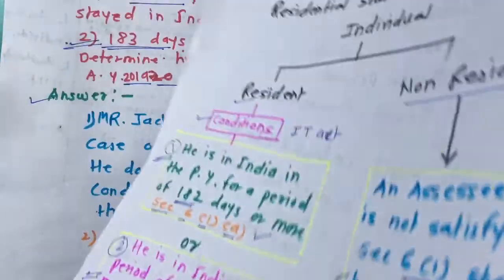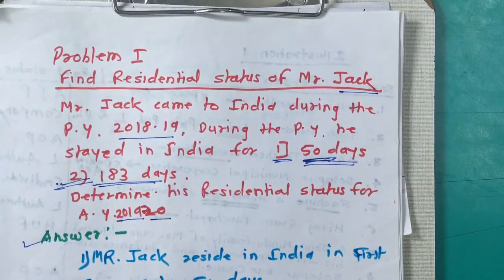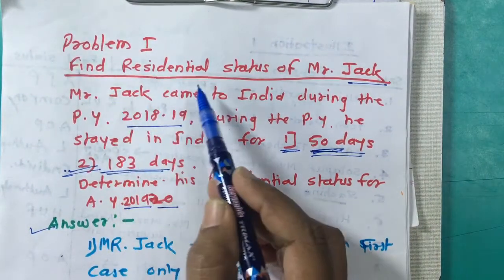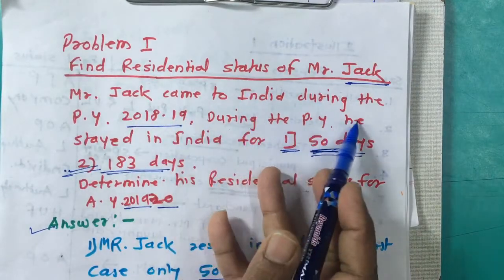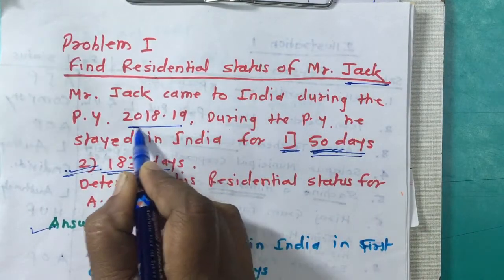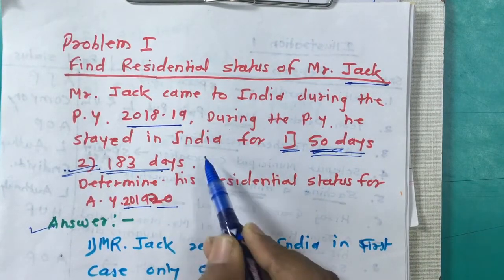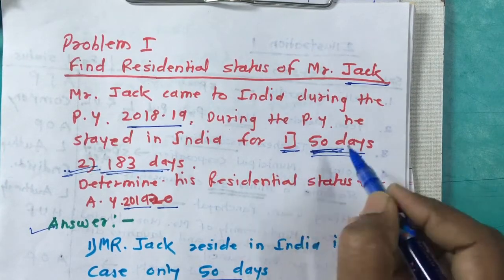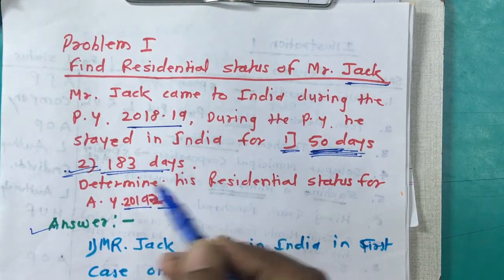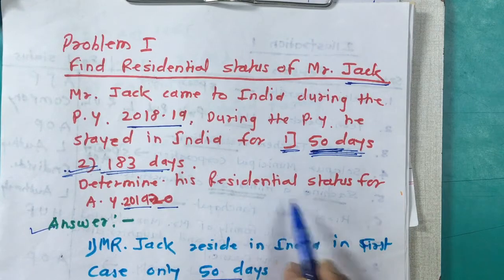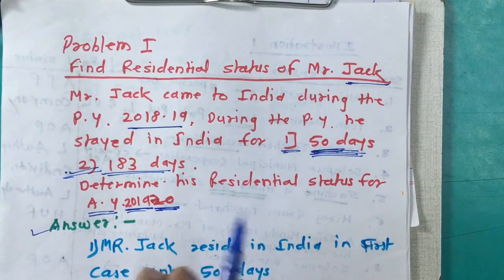See, this is a problem relating to the determination of residential status of an assessee. Find the residential status of Mr. Jack. Mr. Jack came to India during the previous year 2018-19. During the previous year, he stayed in India for, in first case, 50 days and in second case, 183 days. Determine his residential status for assessment year 2019-20.